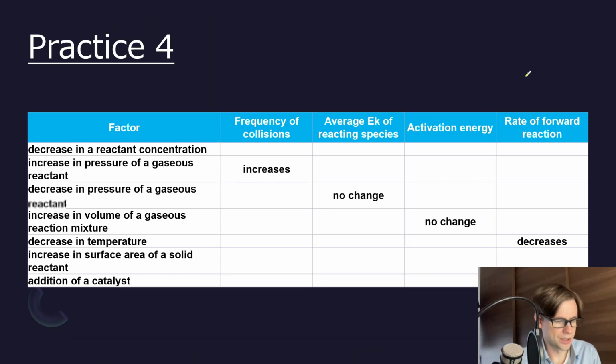All right, and the last practice for today is just to fill out this table. So we have various different factors, changing concentrations, pressures, volumes, catalysts, whatever. And then we want to consider how this affects different things with regards to a reaction. The frequency of collisions, the average EK of reacting species, the activation energy, and then the rate of the forward reaction, just the rate of the standard reaction. So you can try this if you want, but I will go through it now.